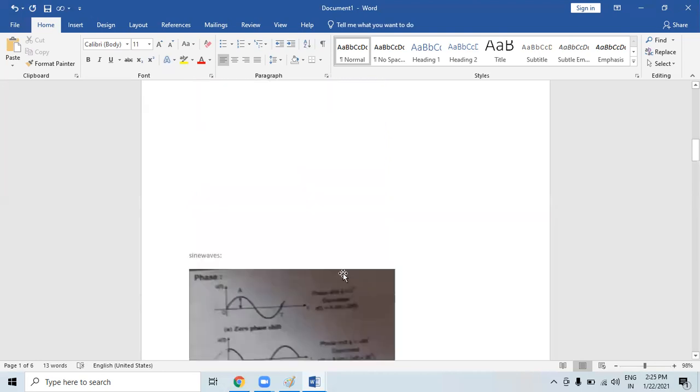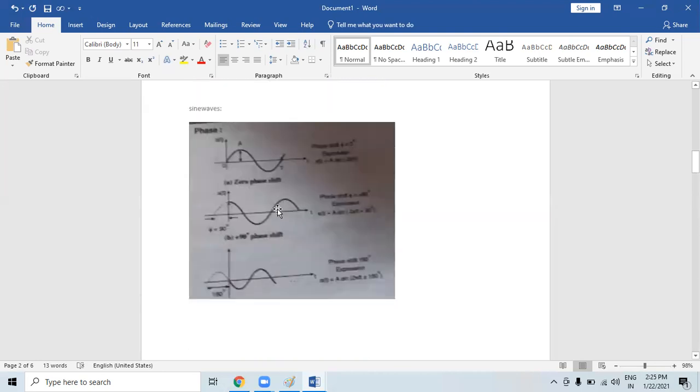So here you can see this phase. Phase shift theta equal to 0 degree. The expression is zero phase shift. Let me express it here: S of t is equal to A sine(2 pi f t). Let's go to the symbol here.